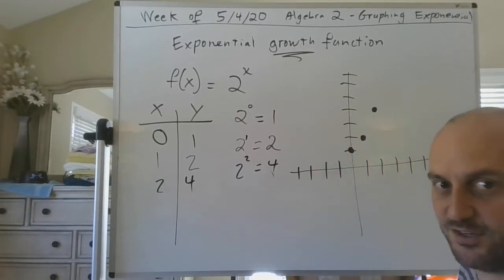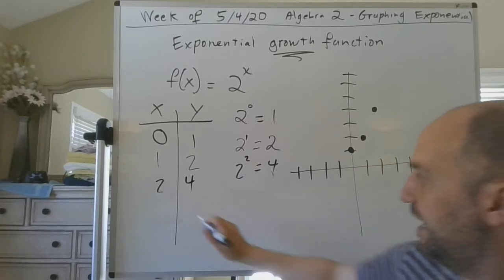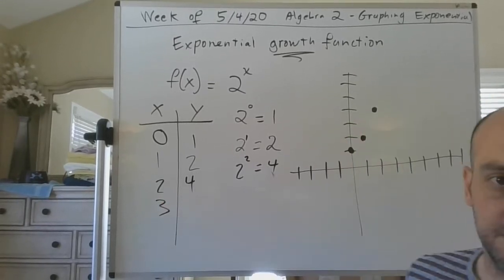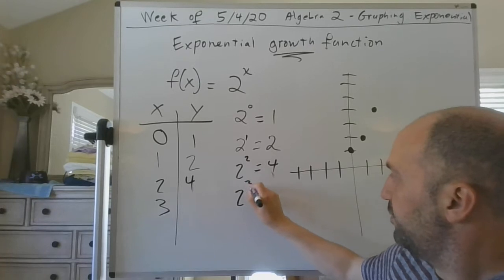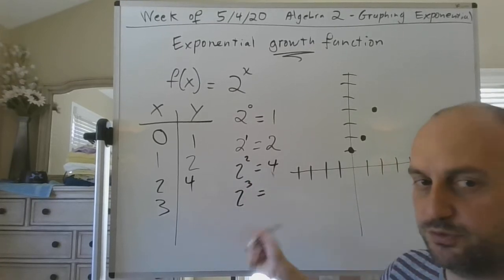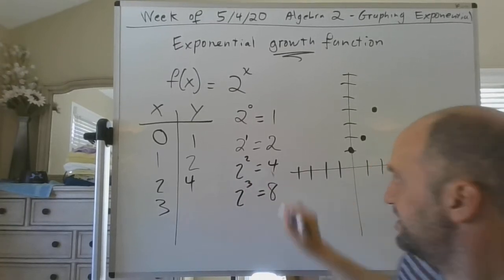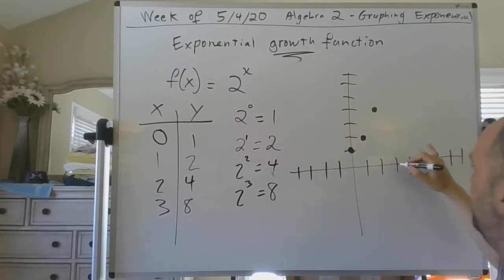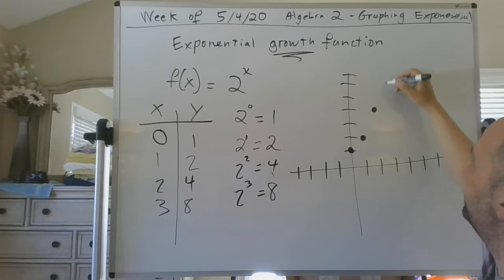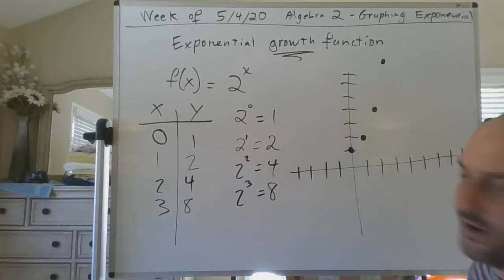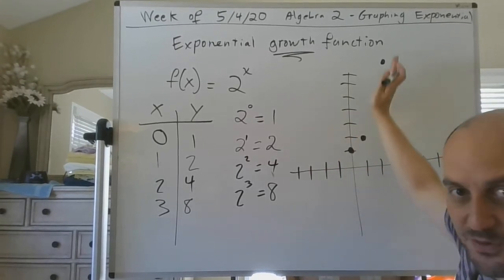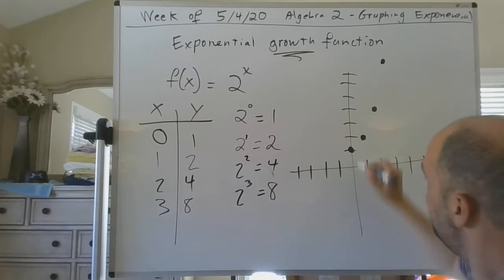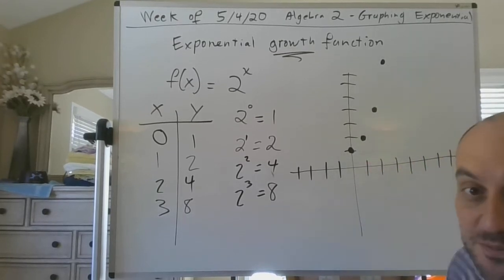It's starting to curve a little bit. Well, let's see what happens. Let's now plug in 3. 2 to the power of 3 is equal to 2 times 2 times 2, which is 8. So that's 3 comma 8. 1, 2, 3, 4, 5, 6, 7, 8. So like here. That's starting to go up pretty fast now. If you notice, it's curving, and it starts curving pretty fast.